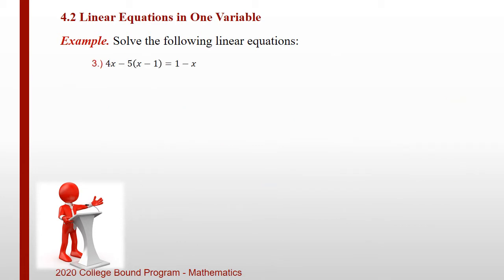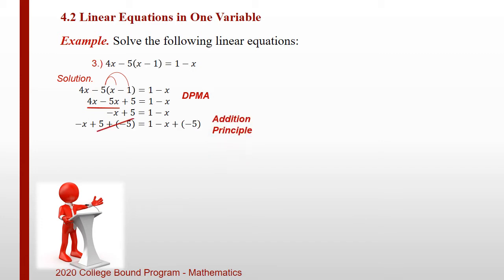For another one, solve 4x minus 5 times the quantity x minus 1 equals 1 minus x. By DPMA, we get 4x minus 5x plus 5 equals 1 minus x. Combining like terms, we have negative x plus 5 equals 1 minus x. Adding negative 5 to both sides gives negative x equals negative 4 minus x. We use again the addition principle and add x to both sides.